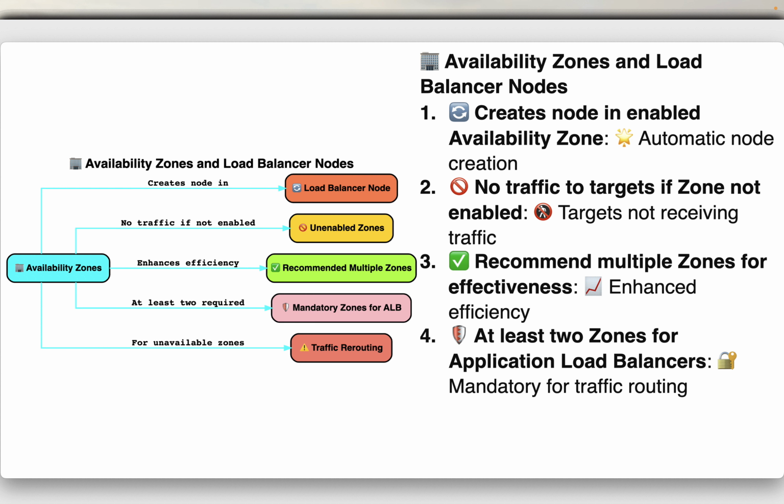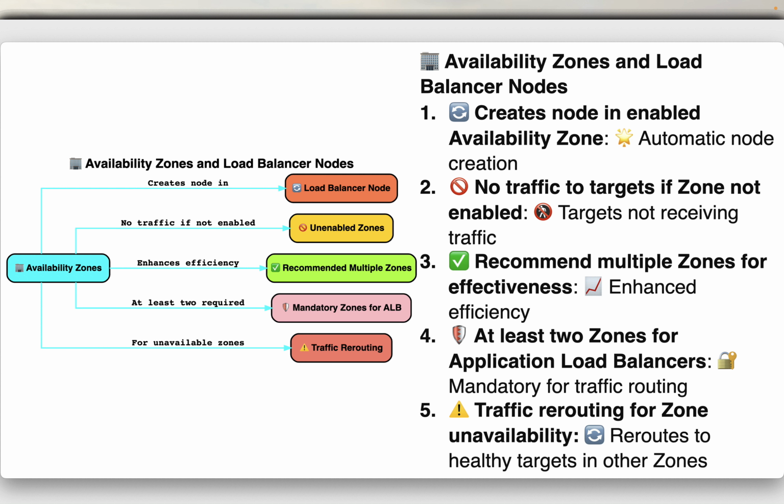And it is mandatory for application load balancers to have at least 2 enabled availability zones for continuous traffic routing. If one availability zone becomes unavailable or lacks healthy targets, the load balancer can reroute traffic to healthy targets in another zone.